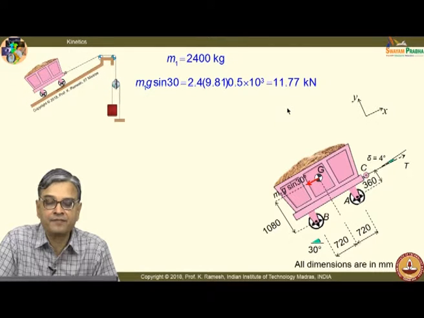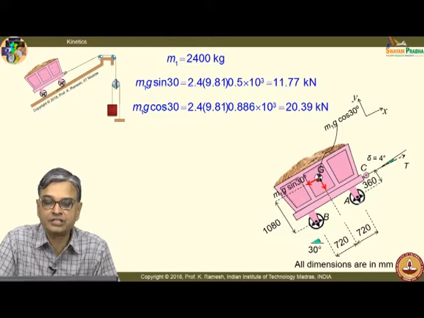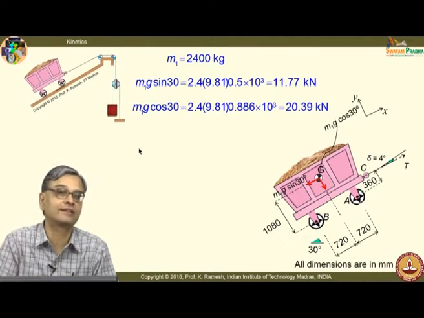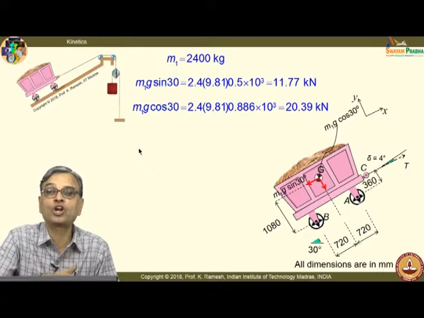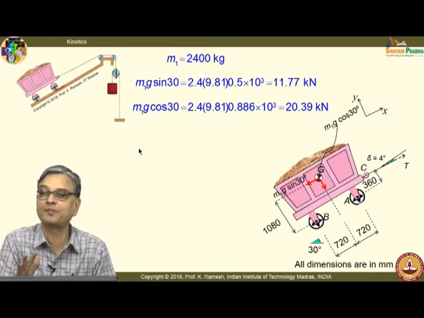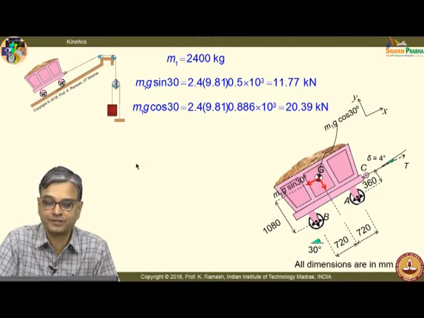Then I have the other component, m1g cos 30 degrees, that is acting like this. So, let us go and complete all the forces acting on it, and also all the accelerations acting on it. Only then is the problem complete for you to write the equation of motion. So, we have done it for the centroid.